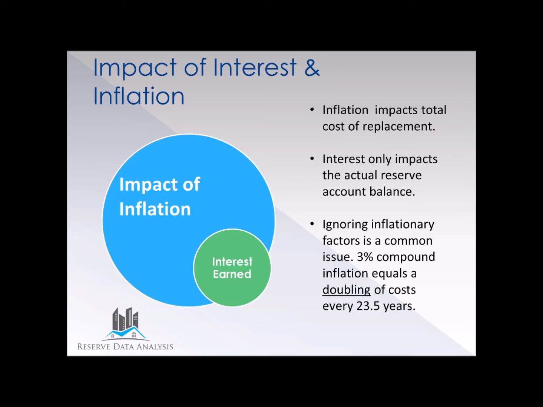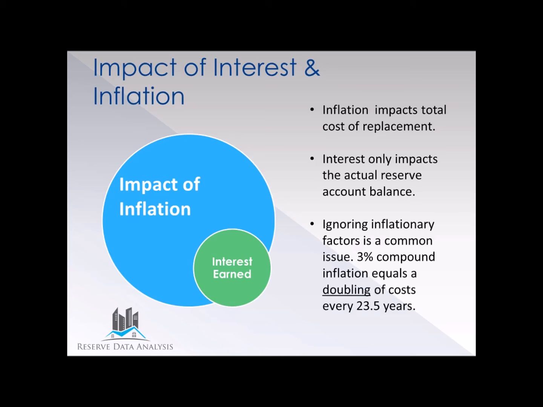Good things to note here, inflation at 3% to a cost, say a roof, that's going to last 20 to 25 years at 3% compound inflation. That price doubles every 23.5 years. It's important to note that oftentimes people will give me an invoice of the prior roof replacement, and they're wondering why our costs are so much higher in the reserve study. Well, it's because of compound inflation, and it has a very, very big impact, especially on these components.